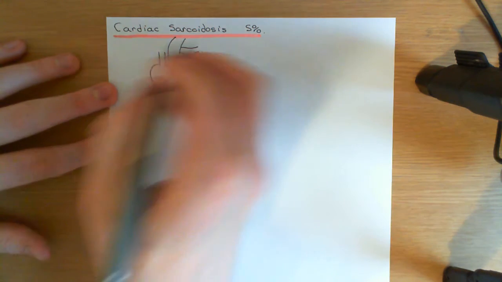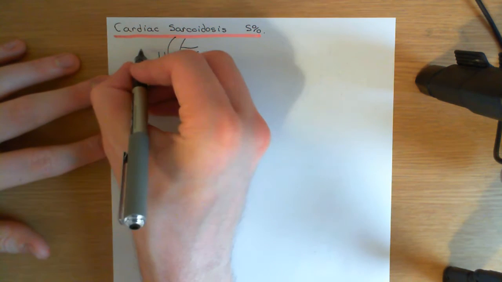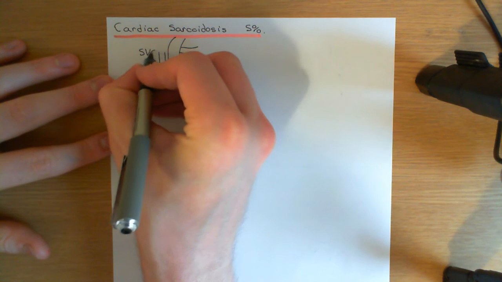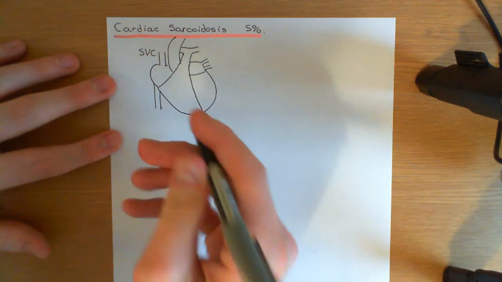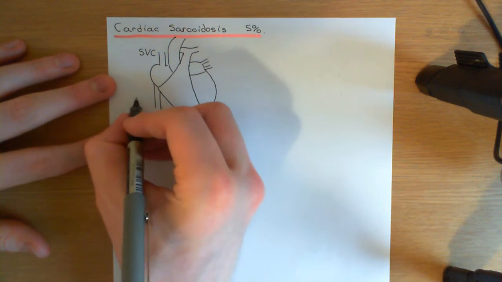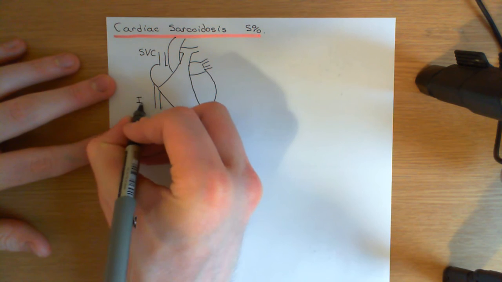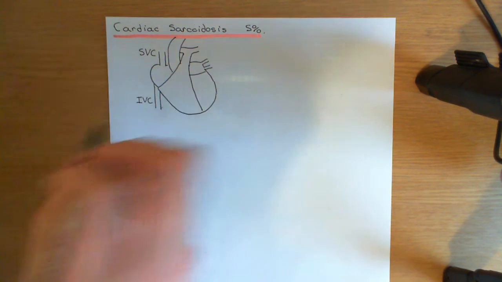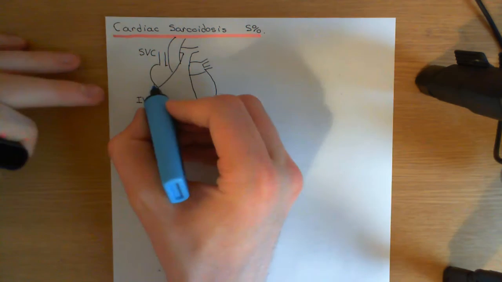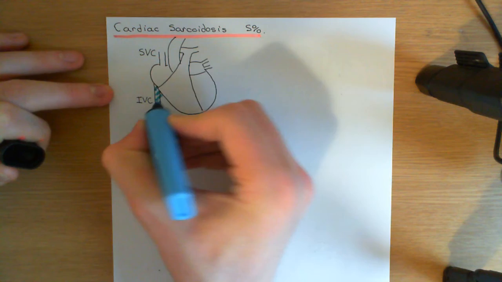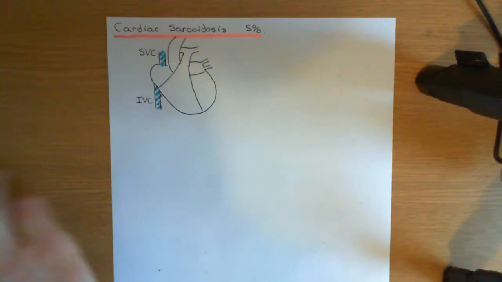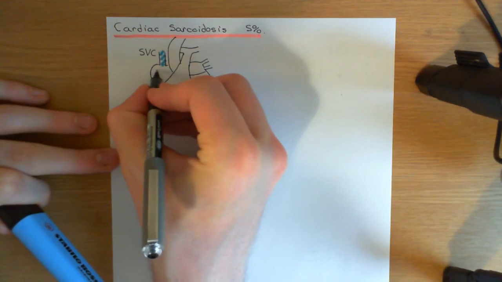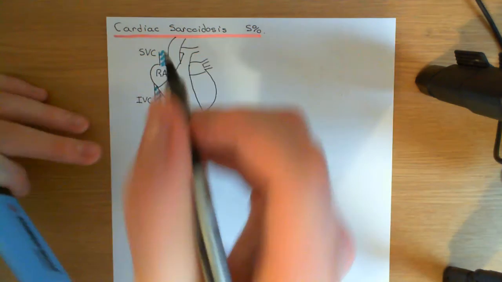So just to label this basic picture up, this is the superior vena cava up here, the great vein that drains the superior portion of the body and will drain into the right atrium. This is the inferior vena cava here, the great vein from the inferior portion of the body. So I'll colour both of these in blue. And then they're draining into the right atrium, which is this great chamber of the heart here.